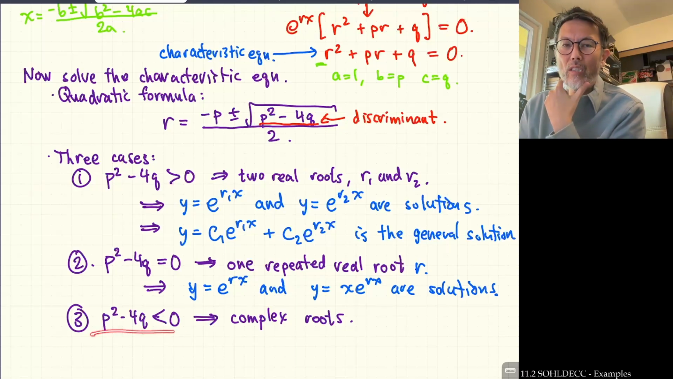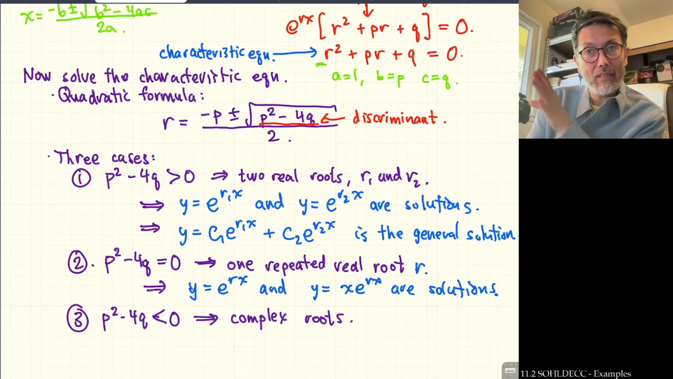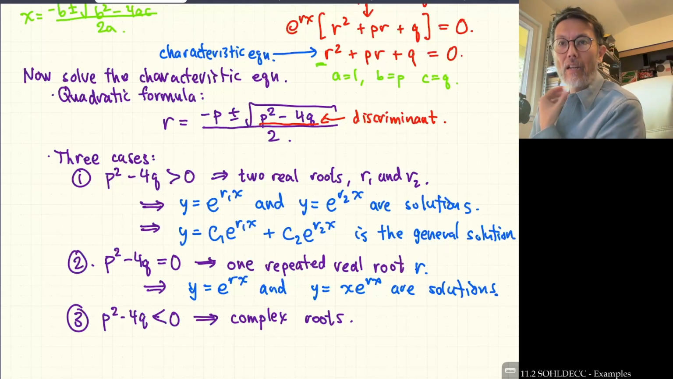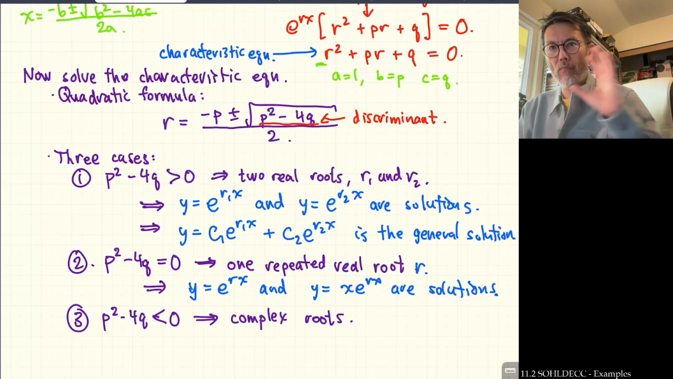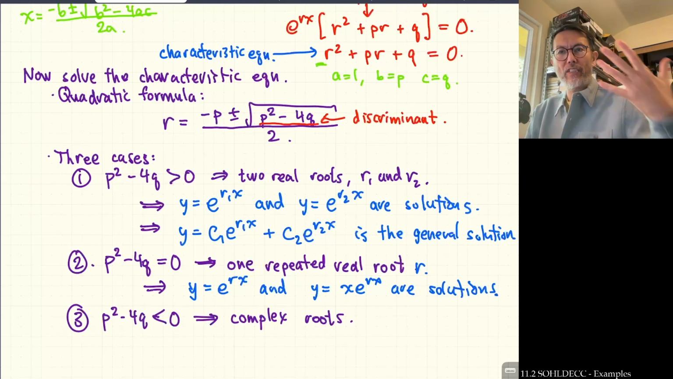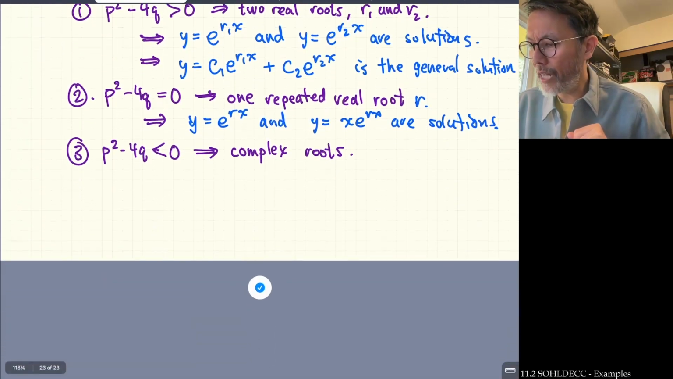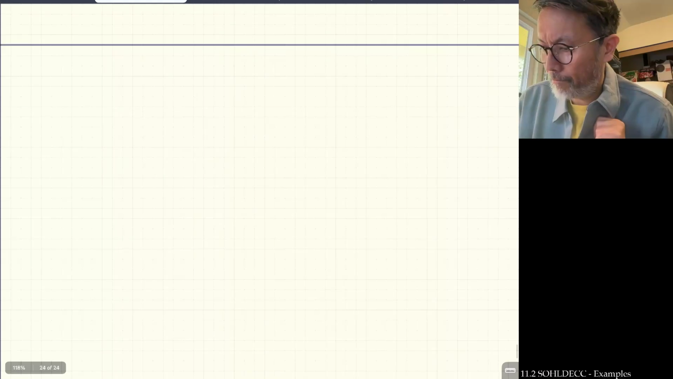Finally, we have the case where p squared minus 4q is negative. And that's where we have complex roots. And in some sense, this is going to be the most important case for us, okay? And so I'm going to devote a significant time to fleshing out that story, okay? But that's for a separate set of videos. What we want to do now is do some examples, just to make sure that we understand.